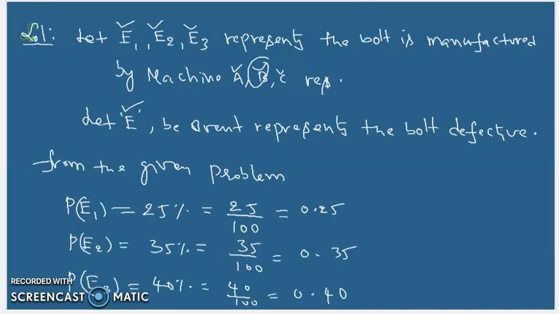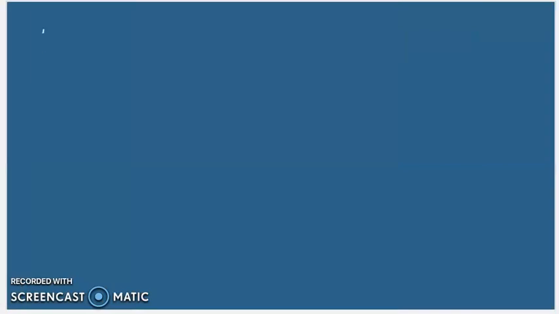What is the defective bolts event name? Here we took the event name as E. So that's why P of E by E1. What is the meaning of P of E by E1? This is the conditional probability of an event E when E1 is given. The conditional probability of an event E when E1 is given.